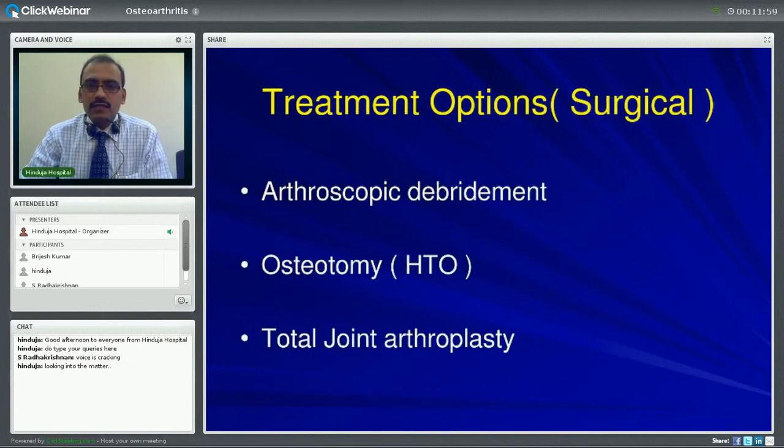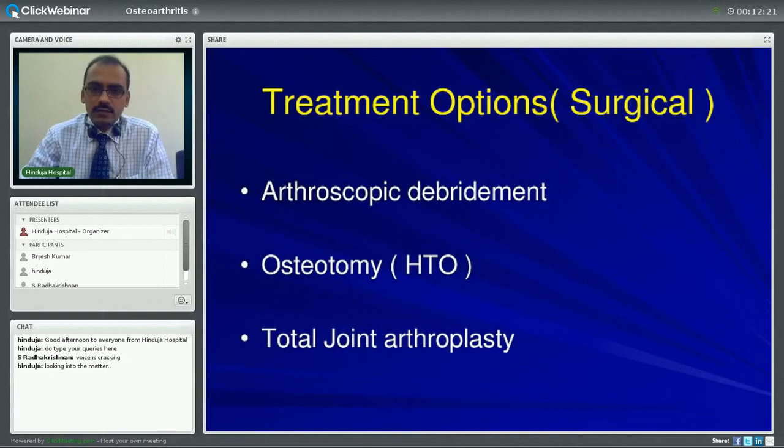When do patients require surgery? What are the various options? All patients don't require joint replacement surgery in the first stage. Joint replacement surgery is reserved for patients who have a gross deformity and the disease in an advanced stage. But before that, in young patients, what can we offer them?